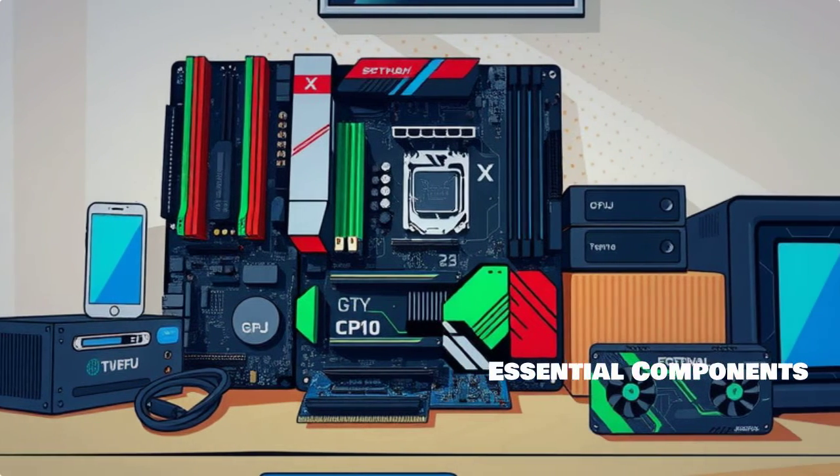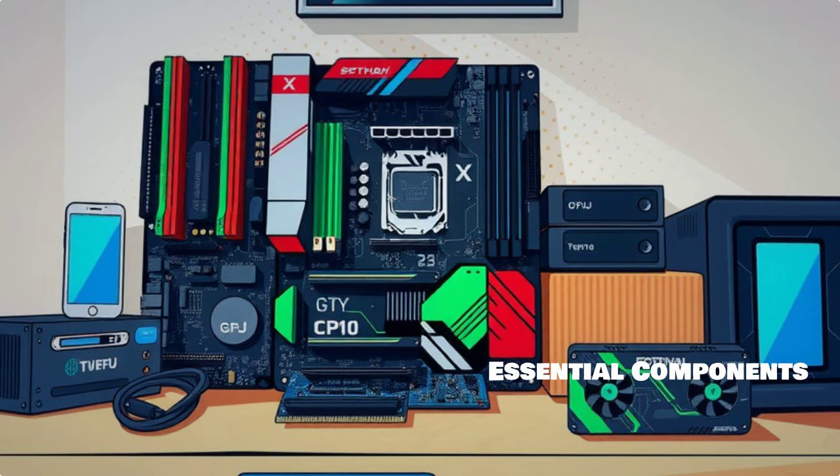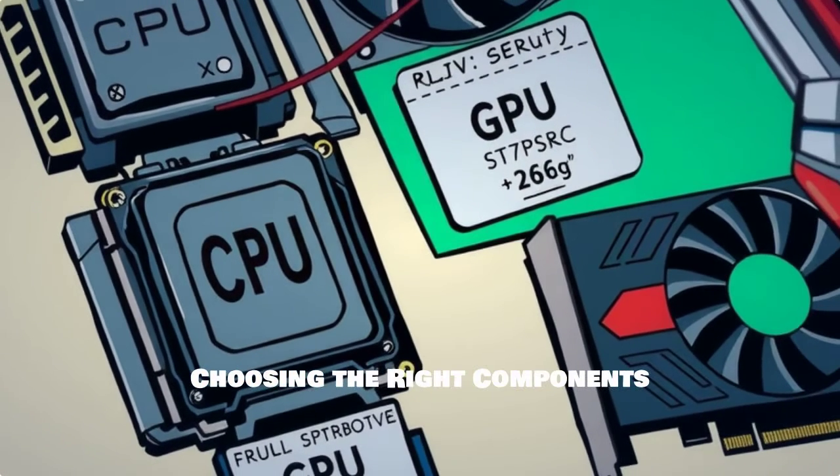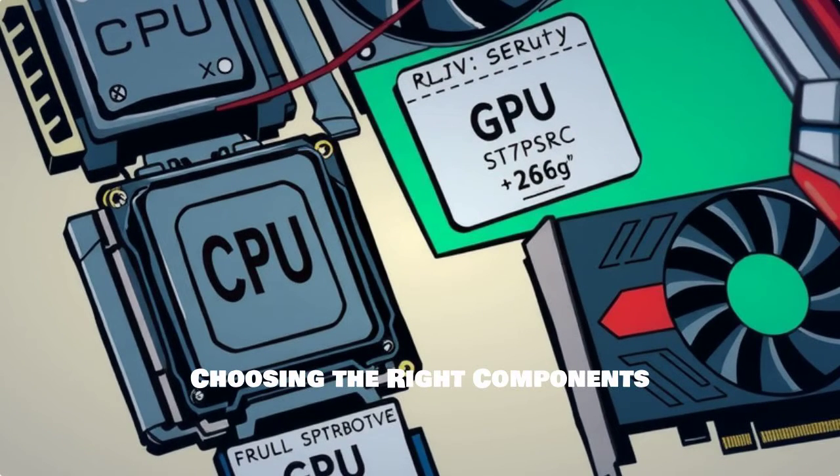Let's dive into the essential components you'll need for a basic build: the motherboard, CPU, GPU, RAM, and storage. Choosing the right components can be overwhelming. Be sure to consider compatibility and your specific usage needs while selecting your CPU, GPU, RAM, and storage.